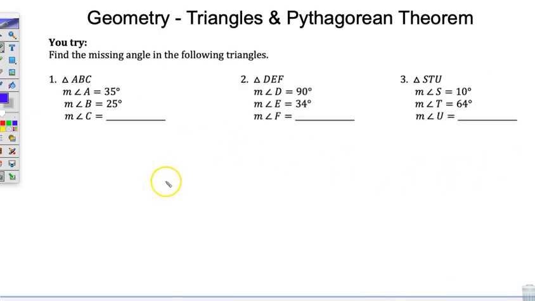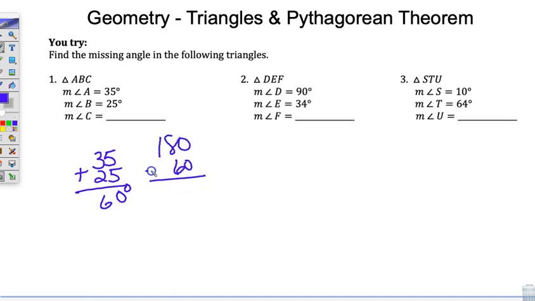Here are some more examples of doing the same thing, but it's worded a little differently. It says triangle ABC, M stands for measure, M of angle A equals 35, angle B is 25, and we have to find C. While you're working right along with me, you're going to be adding the two given measures up, and I get 60 degrees. Then, of course, subtracting that 60 from 180 will give you 120 degrees. So that first problem is 120 degrees.